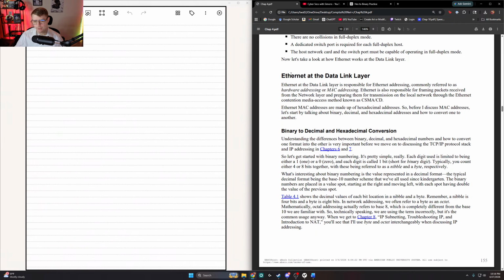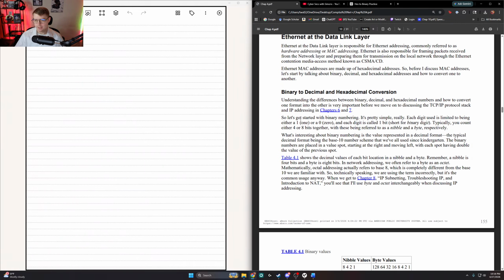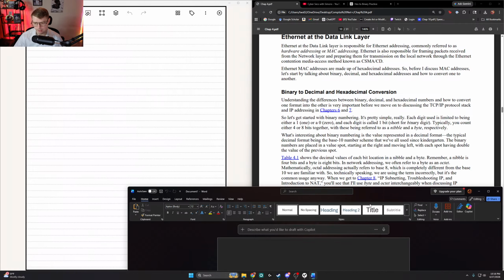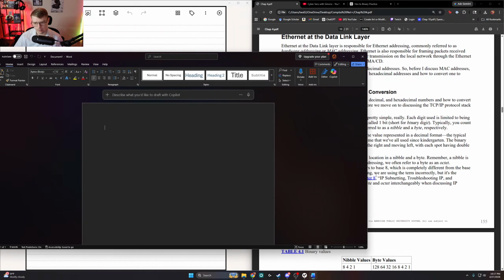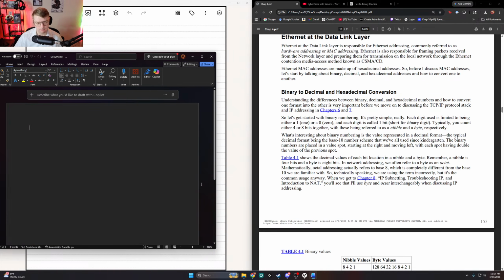Let's just refresh Ethernet at the data link layer. Ethernet at the data link layer is responsible for Ethernet addressing, commonly referred to as hardware addressing or MAC addressing. Ethernet is also responsible for framing packets received from the network layer and preparing them for transmission on the local network through the Ethernet connection media access method known as CSMA-CD. And that's one of our acronyms that we're going to keep using throughout here. So let's just get our Word document up so that way we can start tracking these.